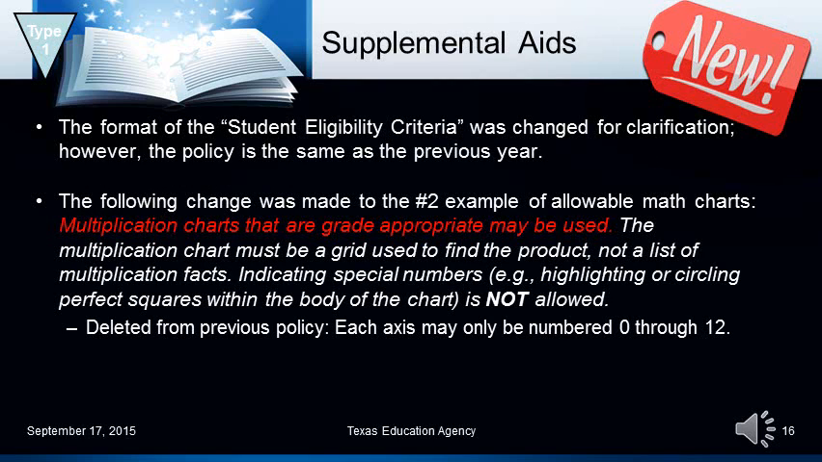There were 2 noteworthy changes made to the supplemental aids policy. The first is that multiplication charts that are grade appropriate may be used. Previously, the multiplication chart could only be 0 through 12. Now, they just need to be grade appropriate.